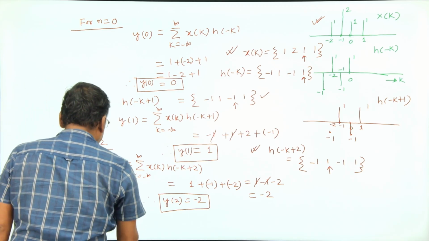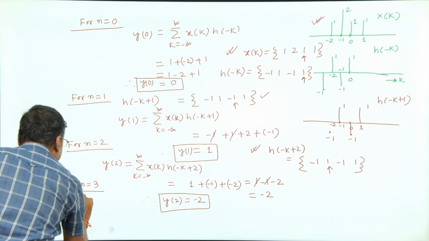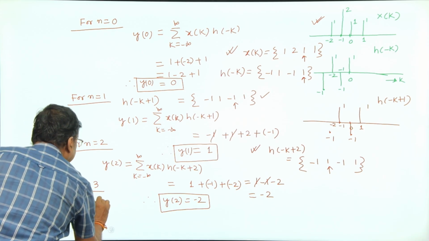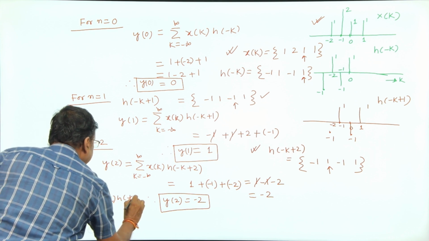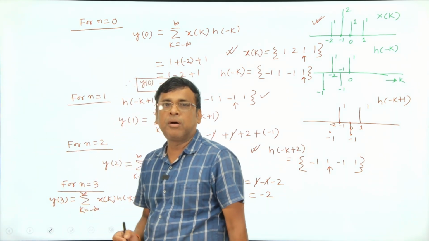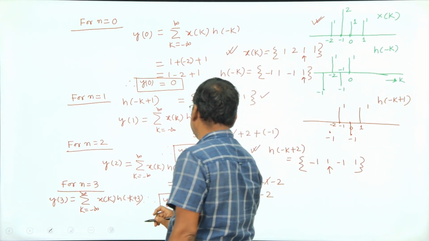For n equal to 3, we have to find out y of 3. y of 3 equal to how much? Sigma k equal to minus infinity to infinity x of k into h of minus k plus 3. As already, x of k is the same, but we have to find out h of minus k plus 3.